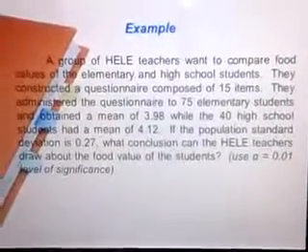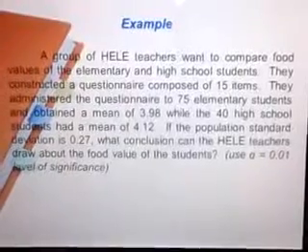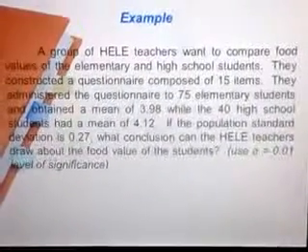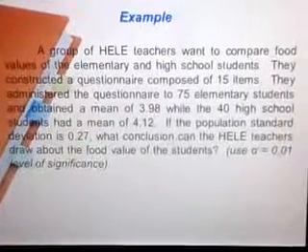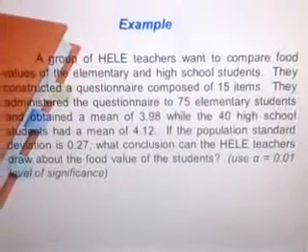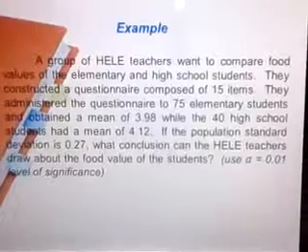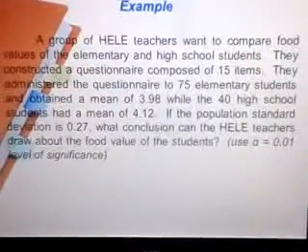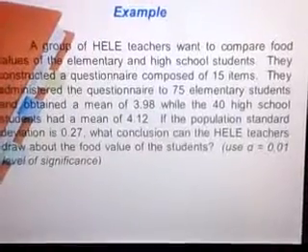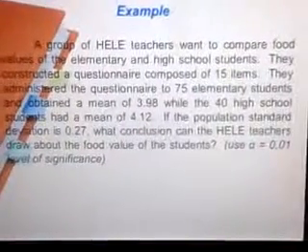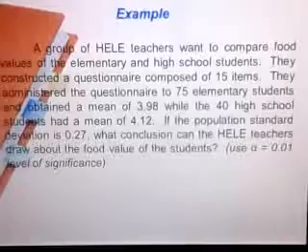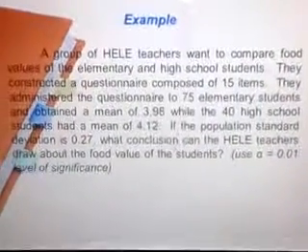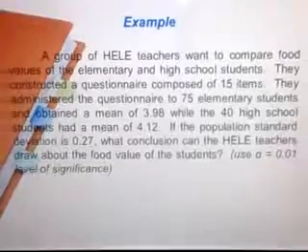So another example, a group of HELA teachers want to compare the food values of elementary and high school students. They constructed a questionnaire composed of 15 items. They administered the questionnaire to 75 elementary students and obtained a mean of 3.98, while the 40 high school students had a mean of 4.12. If the population standard deviation is 0.27, what conclusion can the HELA teachers draw about the food value of the students? Let us use the level of significance 0.01.